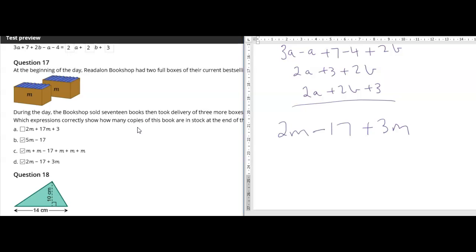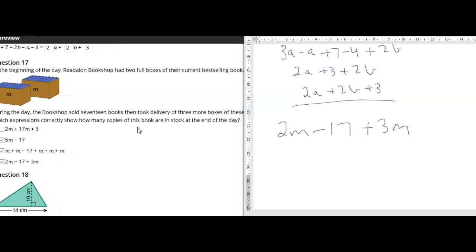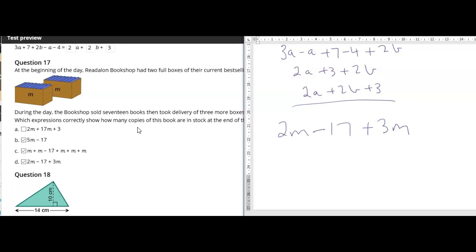Which expression correctly shows how many copies of this book are in stock at the end of the day? So I'm just getting my pen ready. So again, your like terms. So we've got 2M and 3M. So add them together, we've got 5M minus 17.